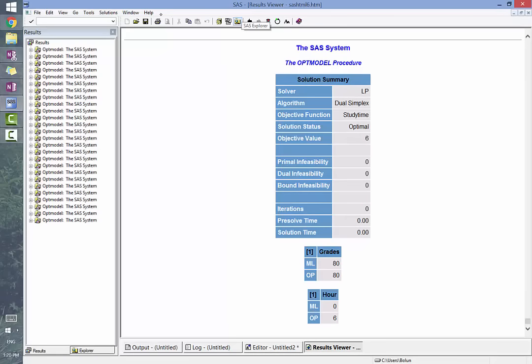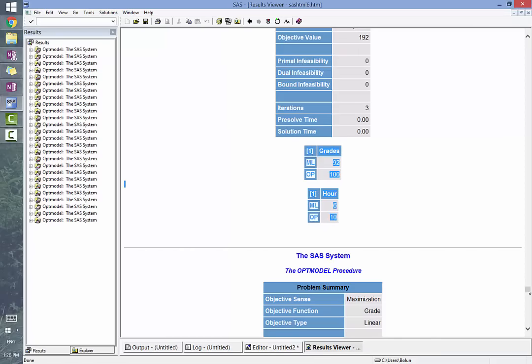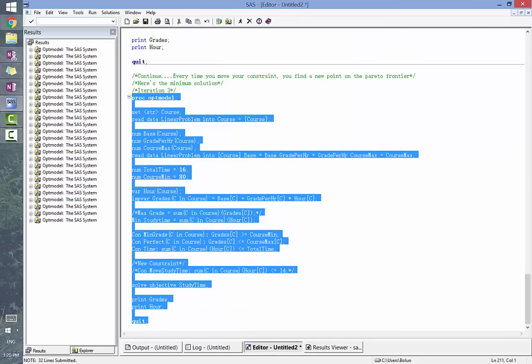Here's the minimum solution. If you want to study as little as possible and still achieve at least 80 in every course, you're going to put 6 hours in OP and 0 in ML, because in this problem, OP is much more efficient to study. So what do we see? Here's the minimum point on our Pareto frontier, and we saw the maximum point on our Pareto frontier, and a method for finding every single point on the Pareto frontier. This is multiple criteria programming.